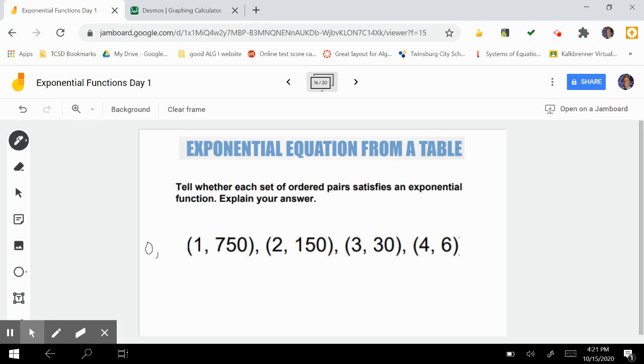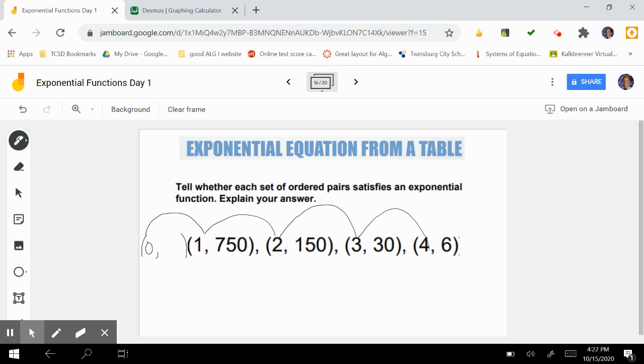So we need to go back 1 to the left, because if you look, we go 1 to the right with our x's, 1 to the right, 1 to the right. So we just need to go 1 to the left. How are we going from 750 to 150? How do you go from 150 to 30? How do you go from 30 to 6? We're not multiplying by a growth factor. We're getting smaller, right? So this is going to be a decay problem.